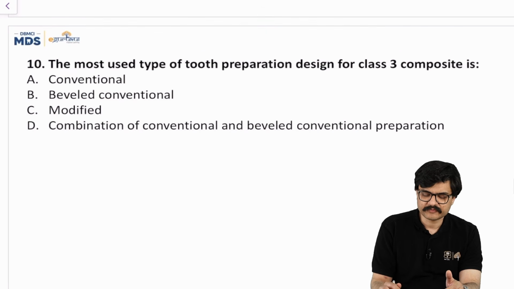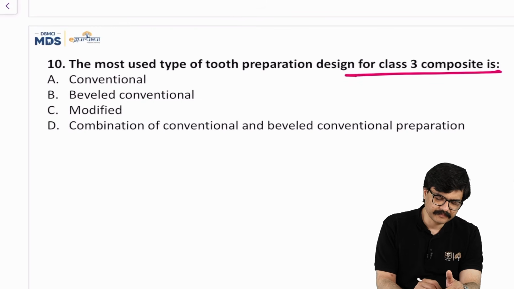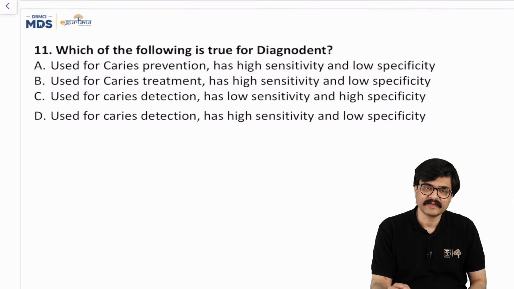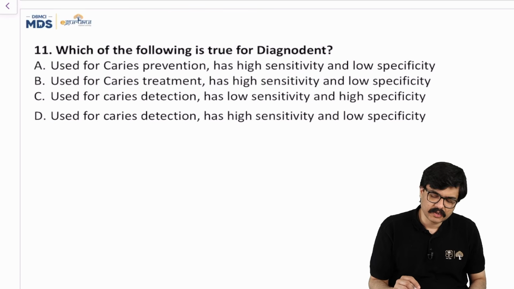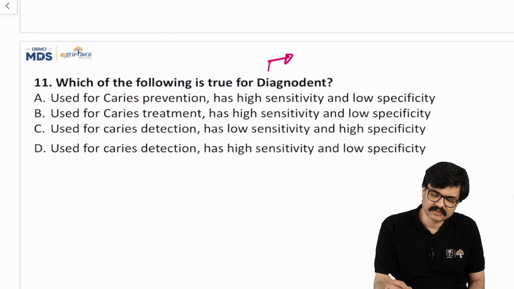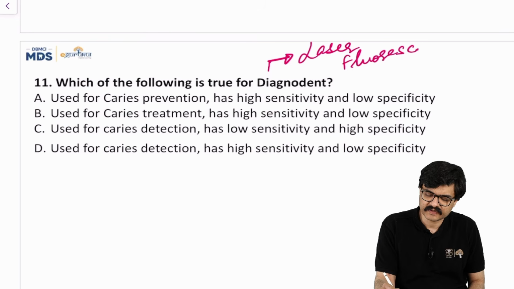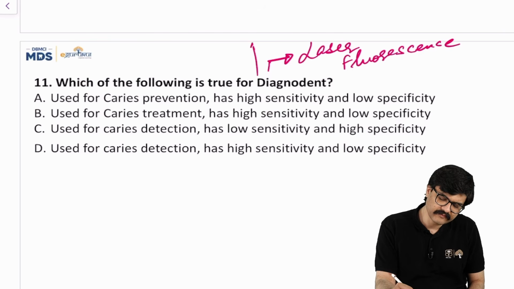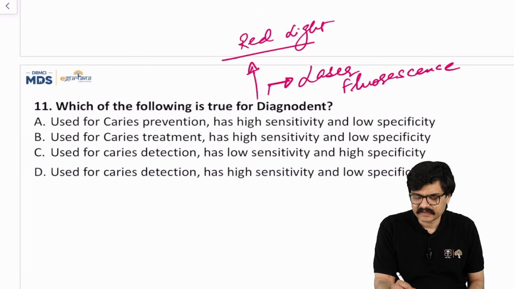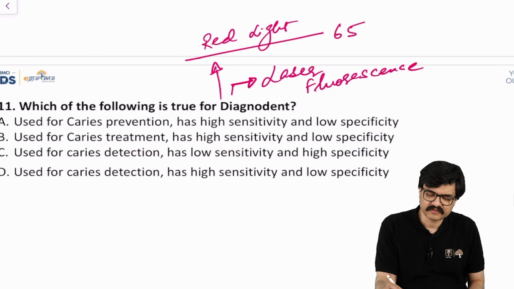The most used type of tooth preparation design for class 3, I think this is a repeat, so that's modified, that's pretty simple. Which of the following is true for Diagnodent? Good question, guys. There's actually a new question that I made, a tough one. What is Diagnodent, guys? It is a laser fluorescence device. It uses laser fluorescence. So what wavelength is it using? It's using red, intense red light, which is somewhere in the region of 650 nanometers. Okay.